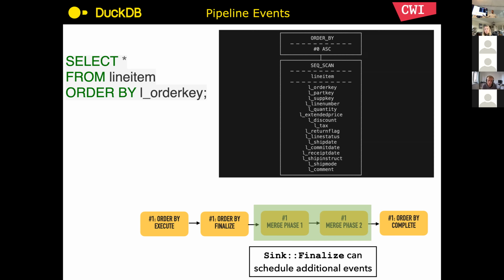But how we can now solve this problem of doing that in parallel is that we can allow the sink finalize to schedule additional events that happen after the finalize, but before the complete. And then we can just layer as many events as we want. We can have one merge phase, another merge phase, because of course you may not even know how many you need beforehand, right? So this can be dynamic. You can dynamically insert more events before the completion of the pipeline. And the hash table is the same with the radix partition merges, which also works the same way.